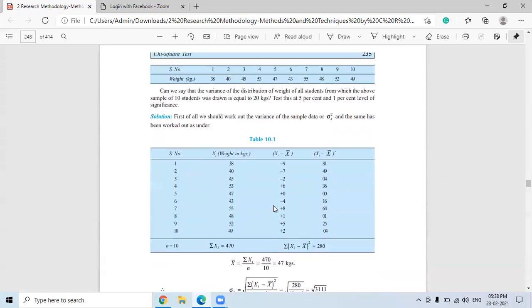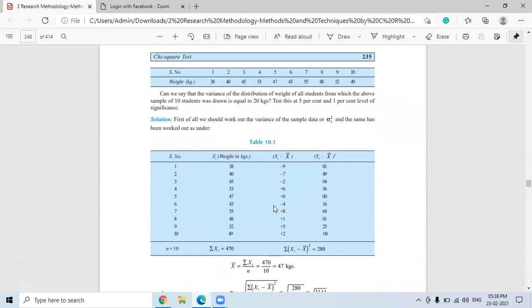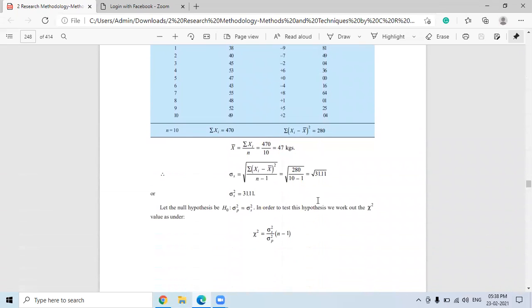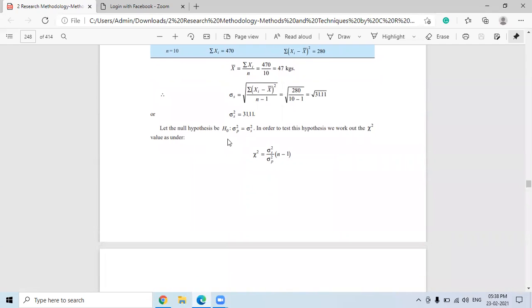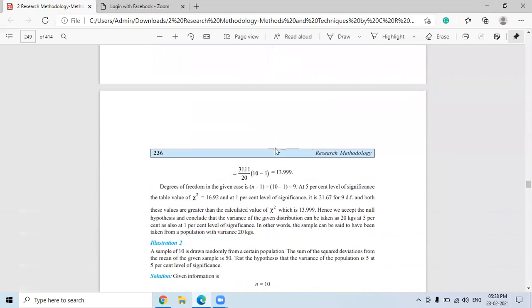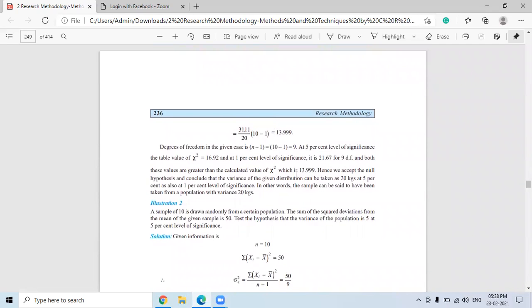So this is actually a simple two problems. In the first problem, you have to calculate the mean, then find the variance of the sample, then write the hypothesis, then apply the chi-square test, then take the chi-square table value and compare the chi-square calculated value with the table value. Then you can check whether the null hypothesis is to be accepted or rejected based on this chi-square value.